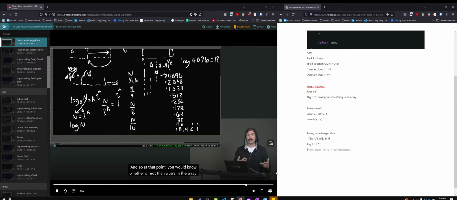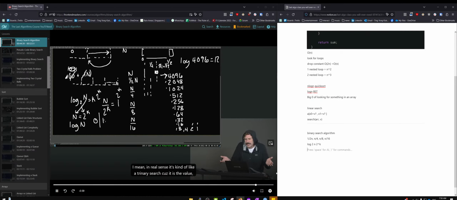And so at that point, you would know whether or not the value is in the array. So the worst case situation is when the value is not in the array and you have to halve it over and over again till the end. You will do a log n amount of halving. So this type of searching is referred to as binary search. Does that make sense? Binary, either 1 or 0, right? There's only 2 possible states.